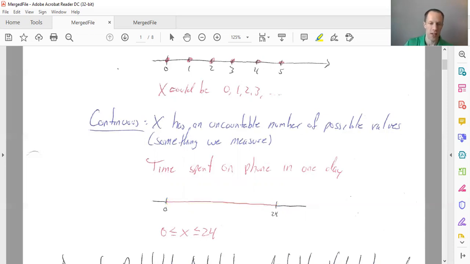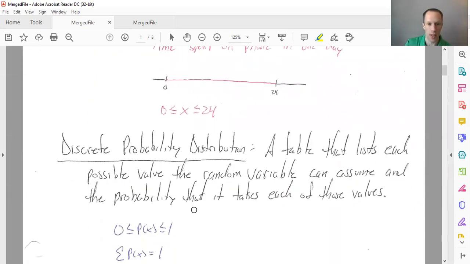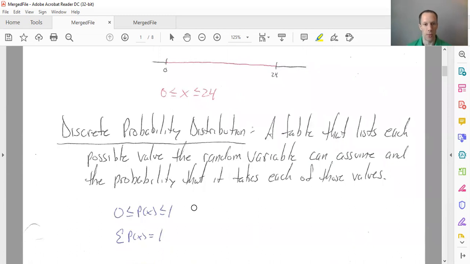Now, like I said, in Chapter 5 we're going to focus primarily on discrete random variables. And what we're ultimately going to be looking to do with that random variable is create what we call a discrete probability distribution. A discrete probability distribution is a table that will list each possible value that the random variable can take and the probability that it takes each of those values. So there'll either be 2 rows or 2 columns. One row lists all the possibilities for the random variable, and then the other row or the other column would list the probability that you actually get those values.